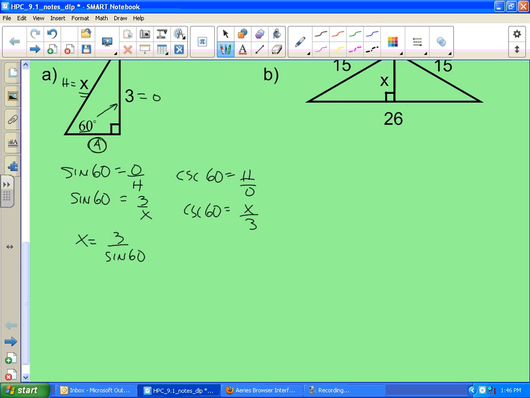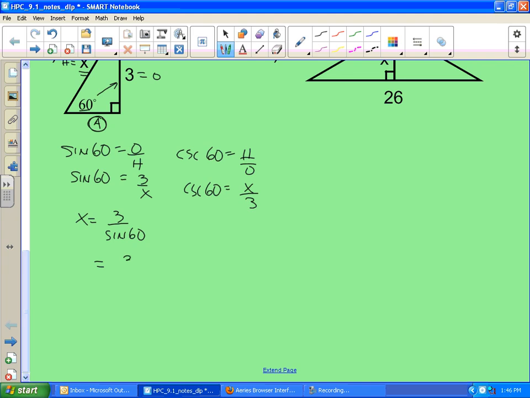How did that happen? You can look at it like a proportion. Sine of 60 over 1 is equal to 3 over x. Cross multiply: 3 equals x sine 60, divided by sine 60, and you get that. Well, what is 3 over the sine of 60? We can do it as a non-calculator problem. What's the sine of 60 in terms of our reference triangles?